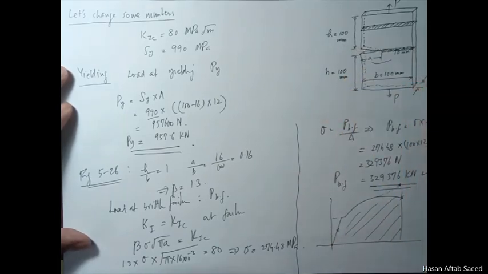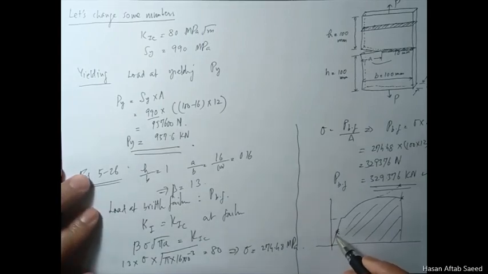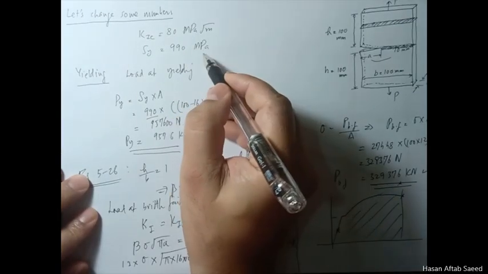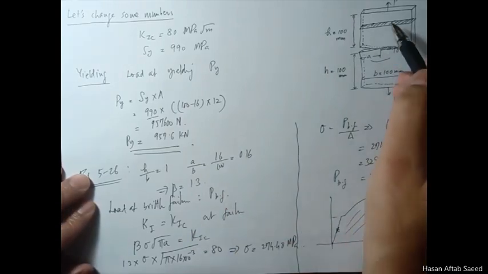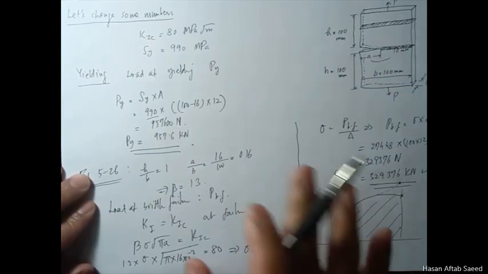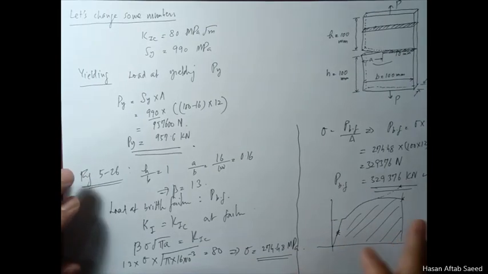So this is an example where you won't get any warning. You'll think you are just loading it less than the yield strength of the material. 990 MPa is the yield strength, right? And the nominal sigma here is just 274. It's very much smaller than the yield strength, but it will still break. So this is one of those things which engineers have to keep in mind before designing anything.